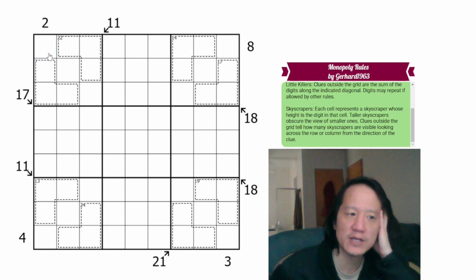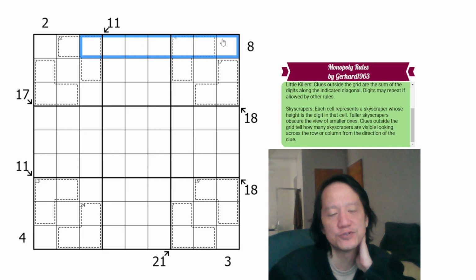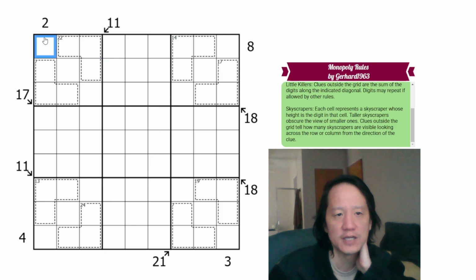Since this can't be 9, and this sees 8 skyscrapers, where is the 9 in this row? Well, it can't be any of the first 7, because if 9 is one of the first 7, so 9 cannot be here because it can't be 2. So this can't be 9.